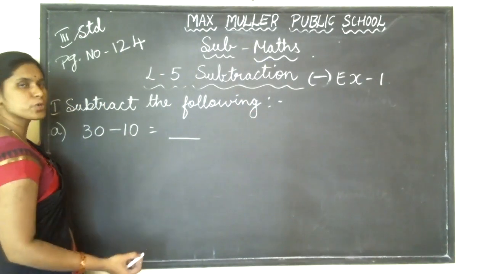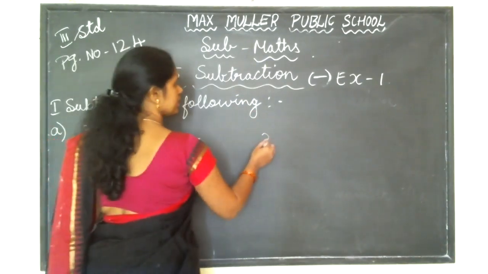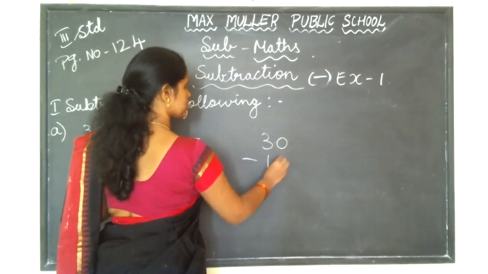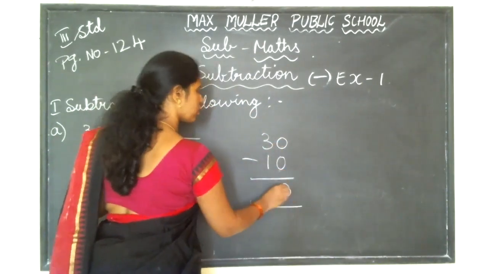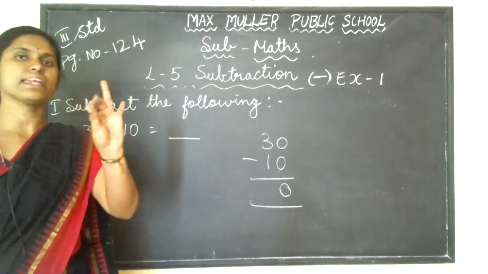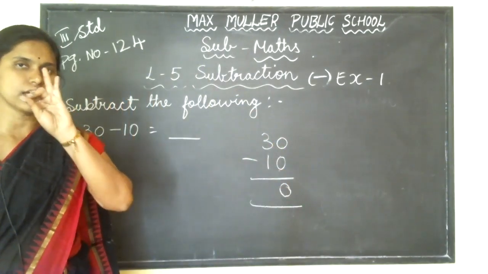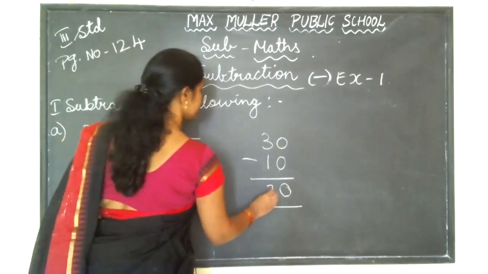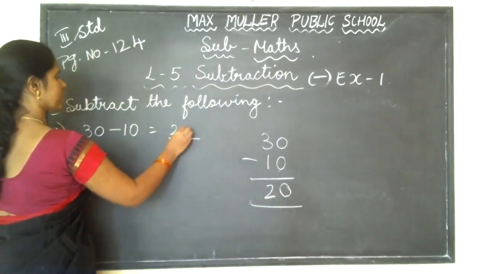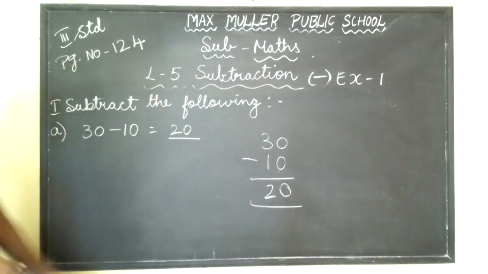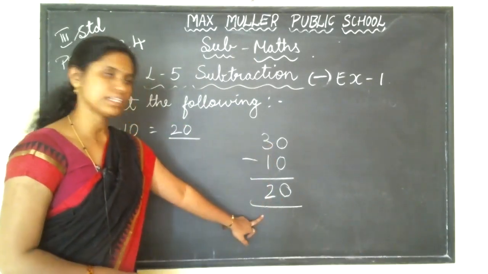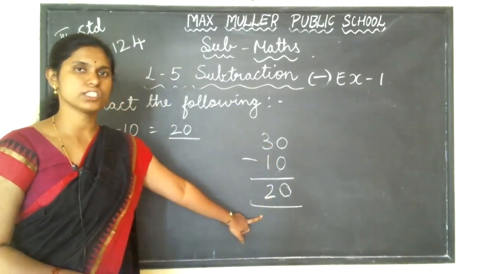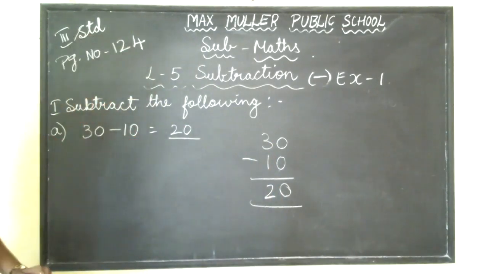If you don't do it orally, what can you do? 30 minus 10. From 0, if you minus 0, how much? 0 only. From 3, if I minus 1, how much will you get? Answer 2. So write down 2 here. Answer is 20. Understood? You can do it orally also. If not orally, you can write and subtract. Understood all of you? Copy down fast.